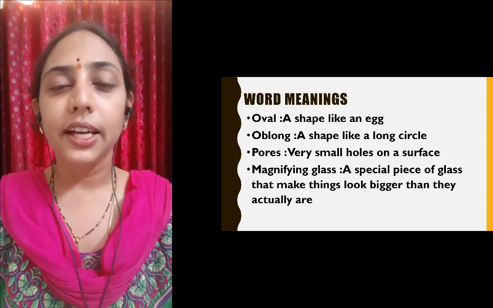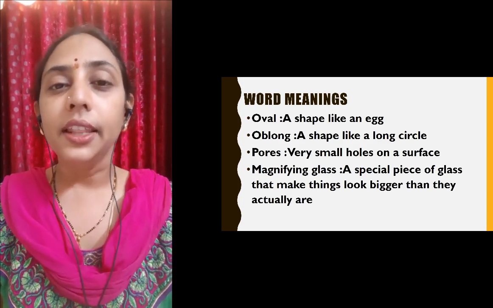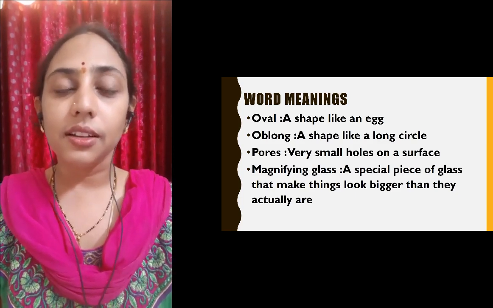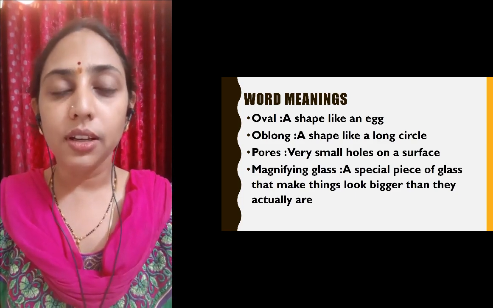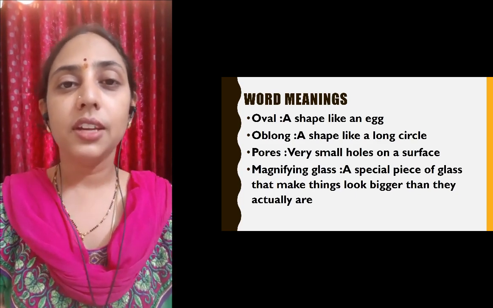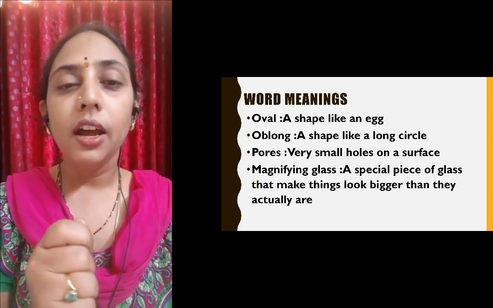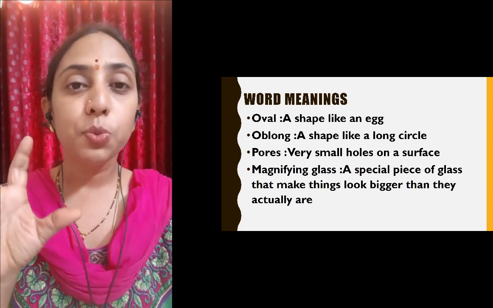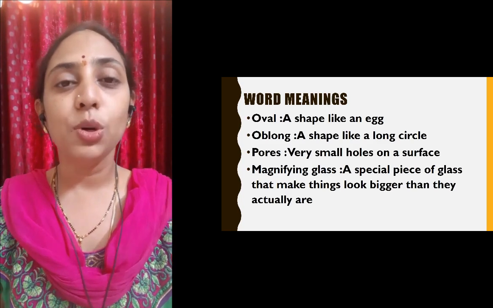Magnifying glass, it is a special type of glass that helps to see objects in a bigger size than they actually are. So if you take a magnifying glass in your hand and look through it at different objects, the objects will look much bigger than their actual size.